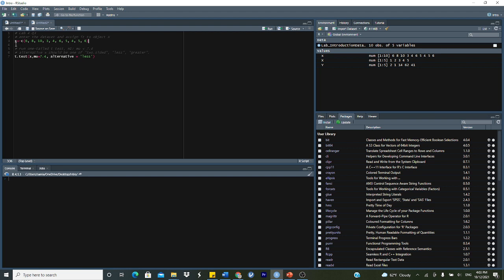And now that we have our data set assigned to a value, which is x, we're going to run a one-tailed t-test.